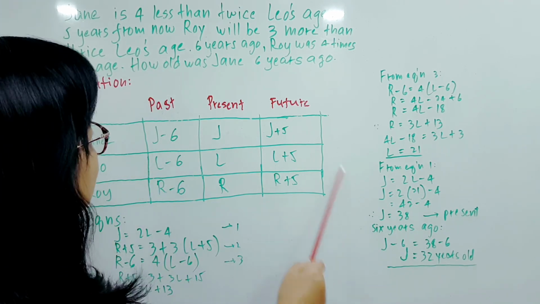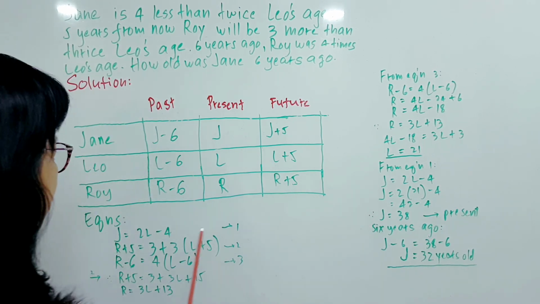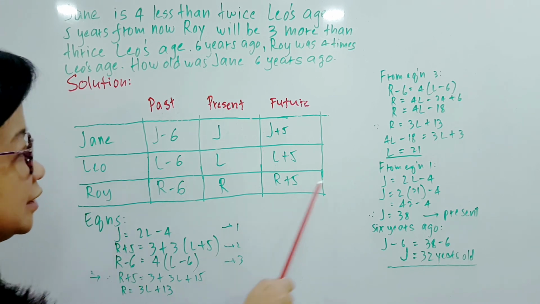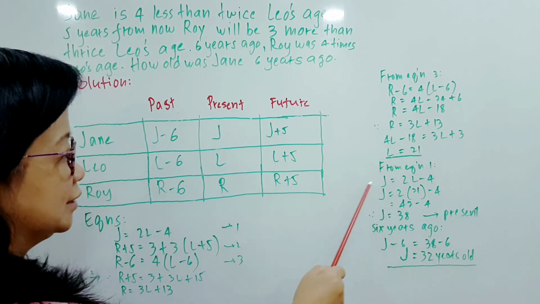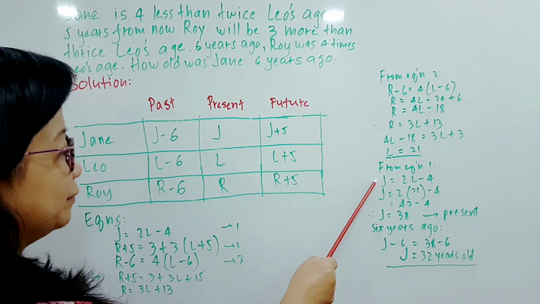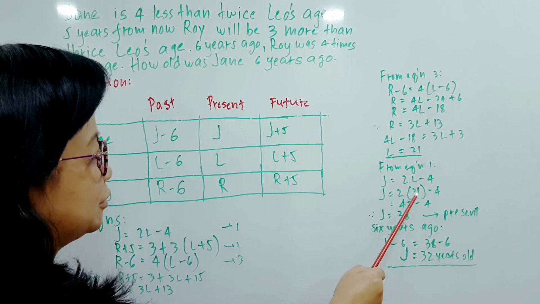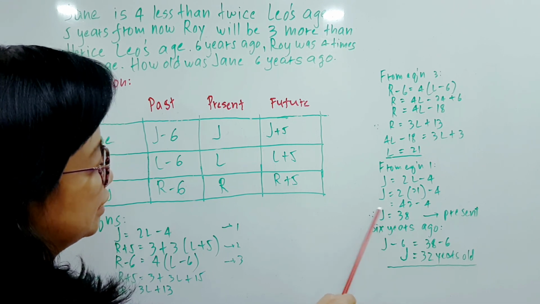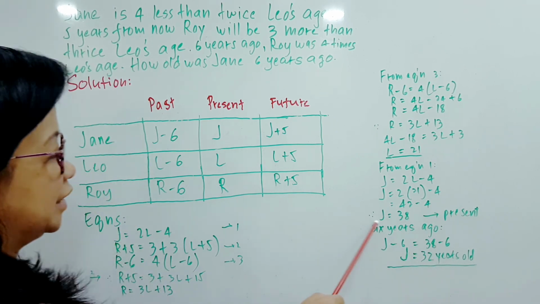Now, to solve Jane's present age, we have to see the equation 1. Jane is equal to 2L minus 4 kasi meron na tayong nakuha na L. May nasolve na tayong L is 21. So, from equation 1, which is 2L minus 4, substitute the value of L, which is 21. So, 2 times 21 minus 4. Jane's age, therefore, is equal to 38 years old. This is her present age.